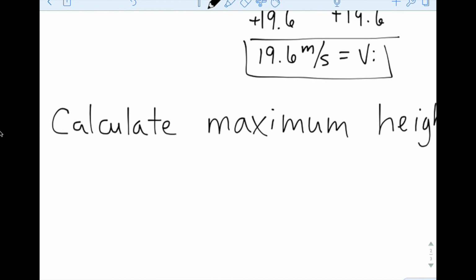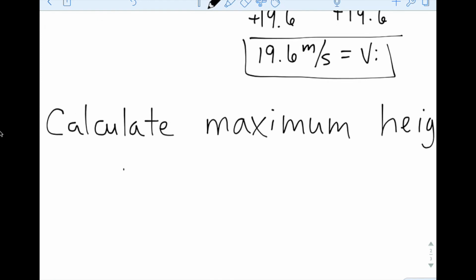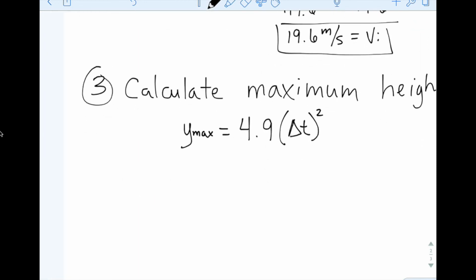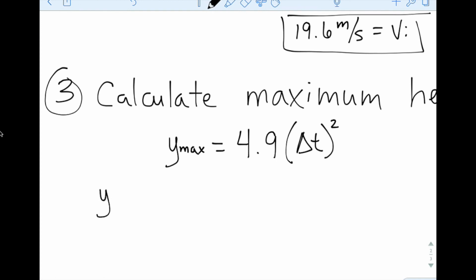So our new equation is this: y max equals 4.9 times delta t squared. It's just that easy, okay? Now, y max equals maximum height.